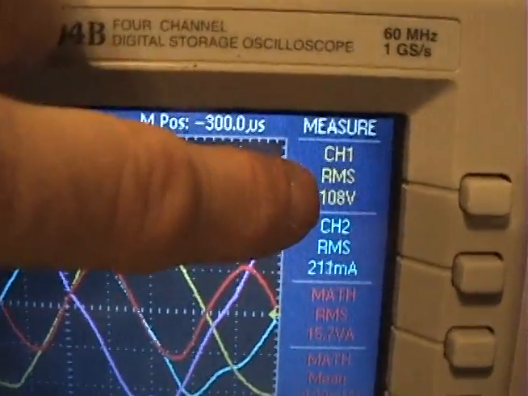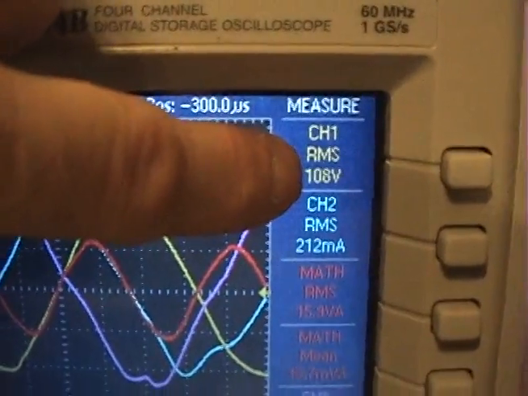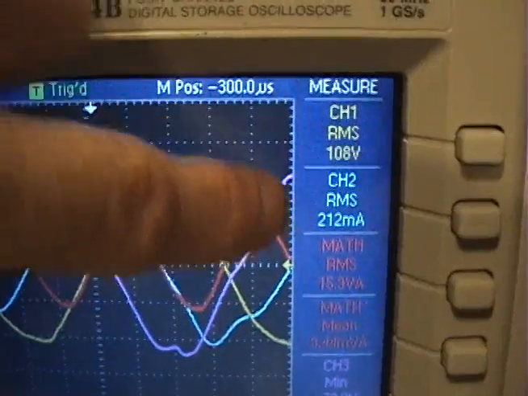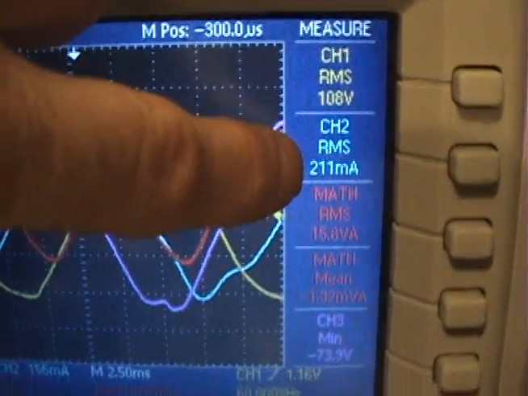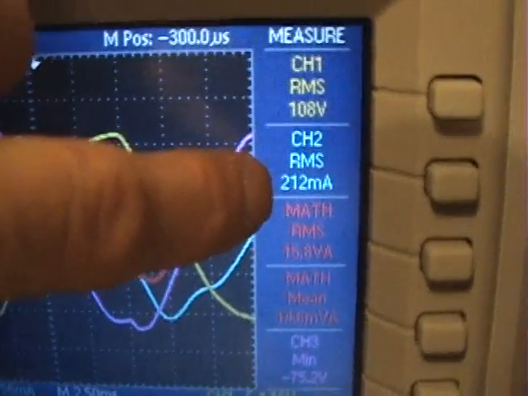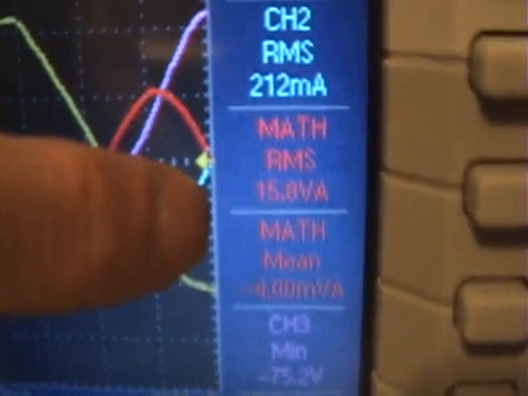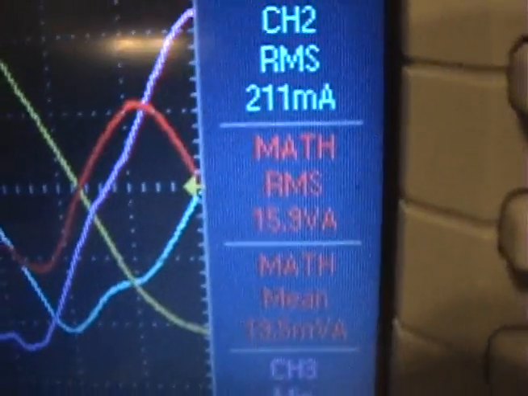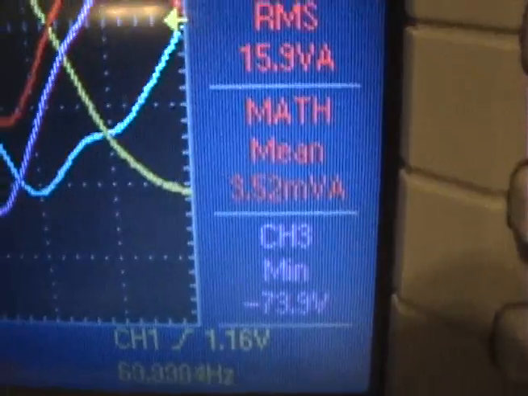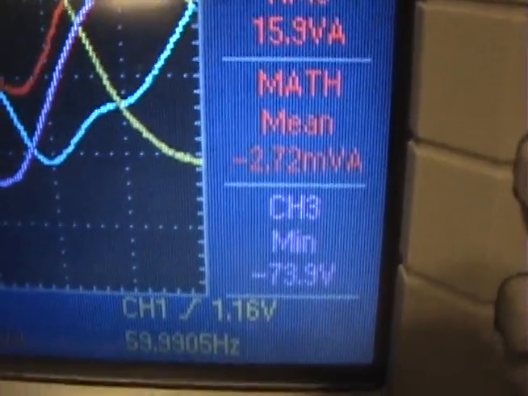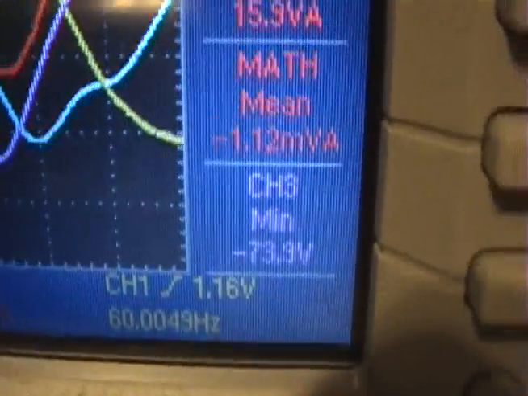There is our voltage from the grid. So we're about the same range as the alternator was on the generator. There's our current across our shunt. And there is our math. That math doesn't come through too well, that red. And there is our mean on the math. So we're at millivolts in the negative.